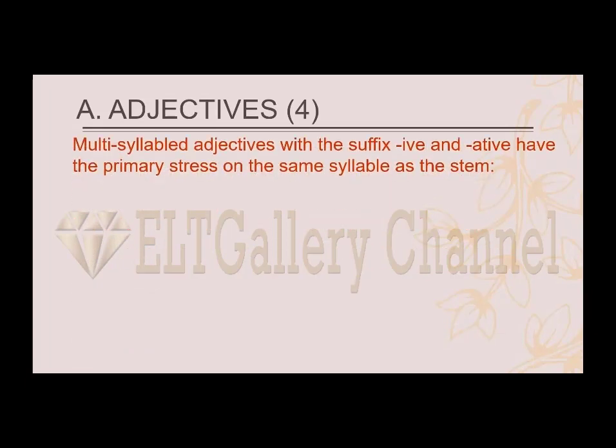We have adjectives which end with -ive or -ative, and they have the primary stress on the same syllable as the stem. So whatever the stem is, the stress is on the same syllable as the stem. Now let's see. We have alter. It's from to alter. The original form is the verb to alter, to change, and the adjective here has the stress on the same syllable as alter, namely alternative.